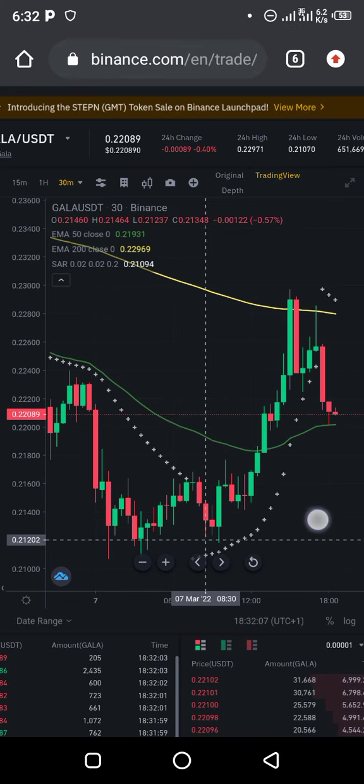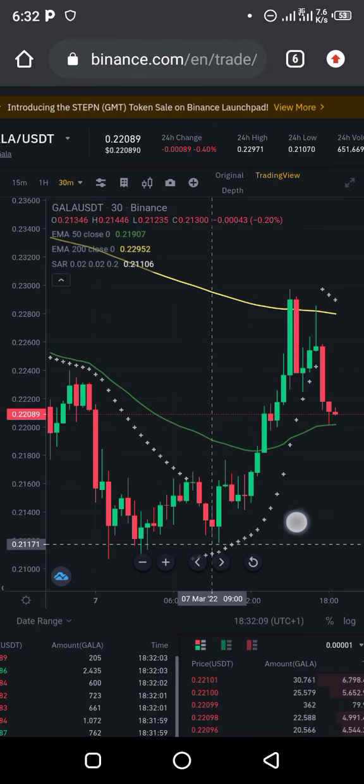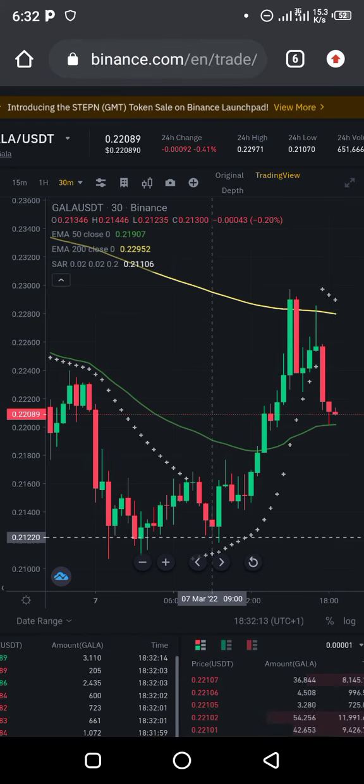Okay, basically that's how to scalp. Once you scalp like this, see, it is guaranteed. All right, absolutely guaranteed, provided you have a good risk reward ratio.